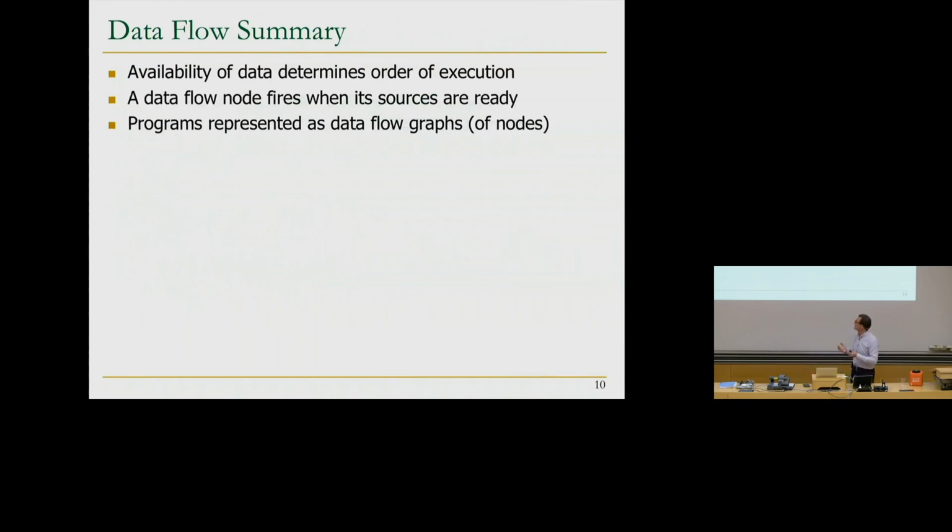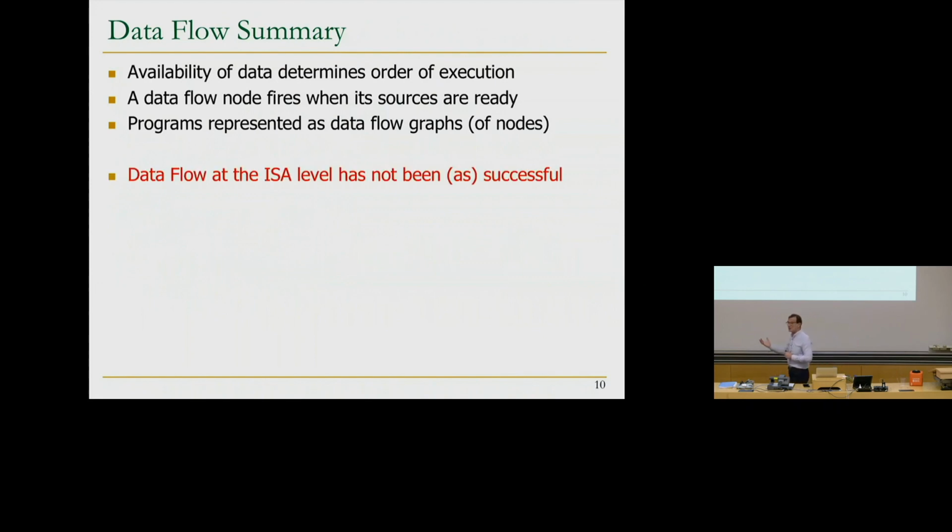So the key concepts are, we talked about this before, but availability of data determines the order of execution. A Dataflow node fires when its sources are ready, and you represent the programs as Dataflow graphs of nodes. So that's the difference between out-of-order execution and Dataflow ISA. In the Dataflow ISA, you represent the program with graphs that have nodes and vertices. Whereas in out-of-order execution, you start with sequential code, and that gets executed in a Dataflow manner.